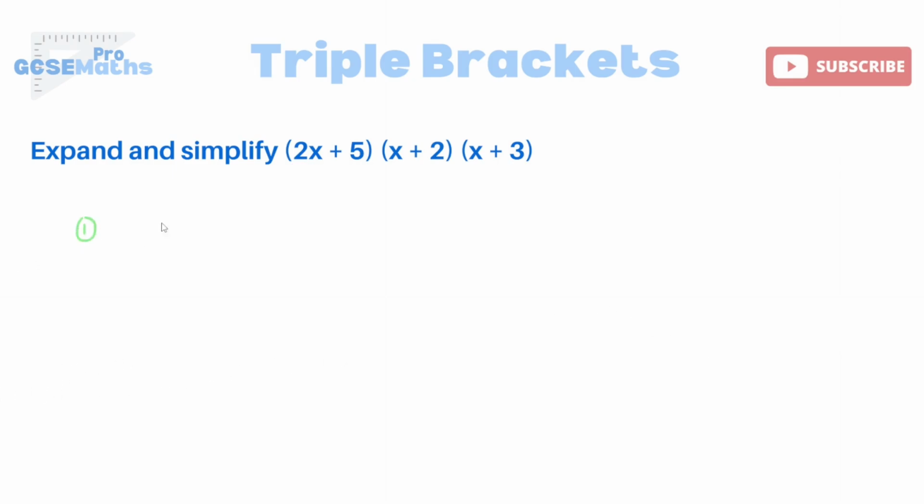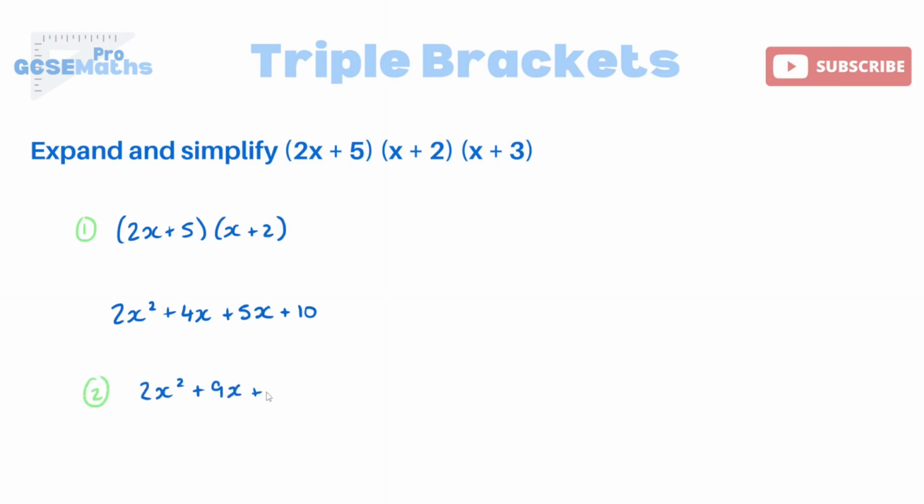So expanding out the first two brackets, 2x plus 5 and x plus 2, gives me 2x squared plus 4x. Do make sure that you remember that if there is a coefficient in front of the x, it does affect the other bracket when you're multiplying. Plus 5x plus 10. Obviously simplify the middle two terms, or the x terms if you've done it in a different order. 2x squared plus 9x plus 10.